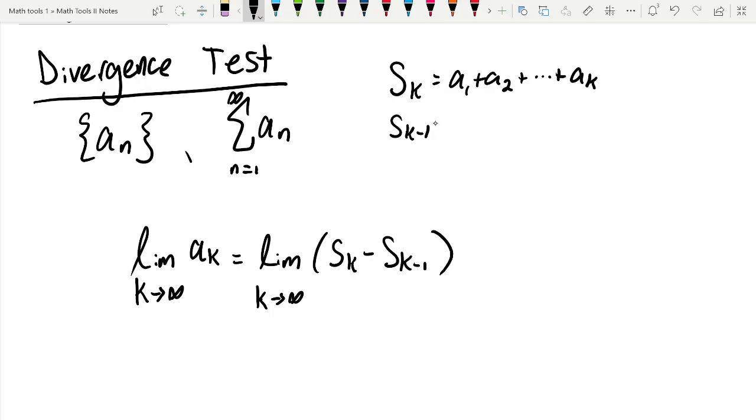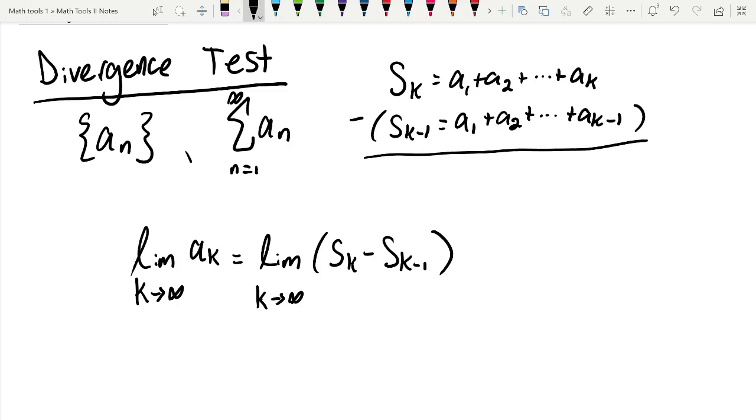S sub k minus 1 would be the same thing, but up to k minus 1 instead. Okay, so if we subtract these two, these terms will cancel, etc. The only thing that'll be left is this a sub k term. Okay, so we can see that this first equality is true.